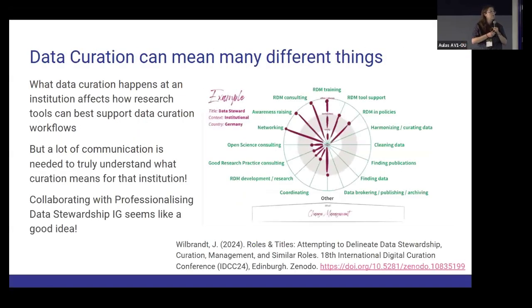Yeah, and this is something that was mentioned yesterday in quite a few sessions, like professionalizing data stewardship. The IG is doing some work on that. And this is a very nice slide from Jean Wilbrandt about what it means to be a data curator or a data steward, right? It's actually a bunch of different skill sets. So when you talk to an institution as a research tool provider and they tell you, oh yeah, we want some kind of RDM system to support our data stewards, what does that actually mean?